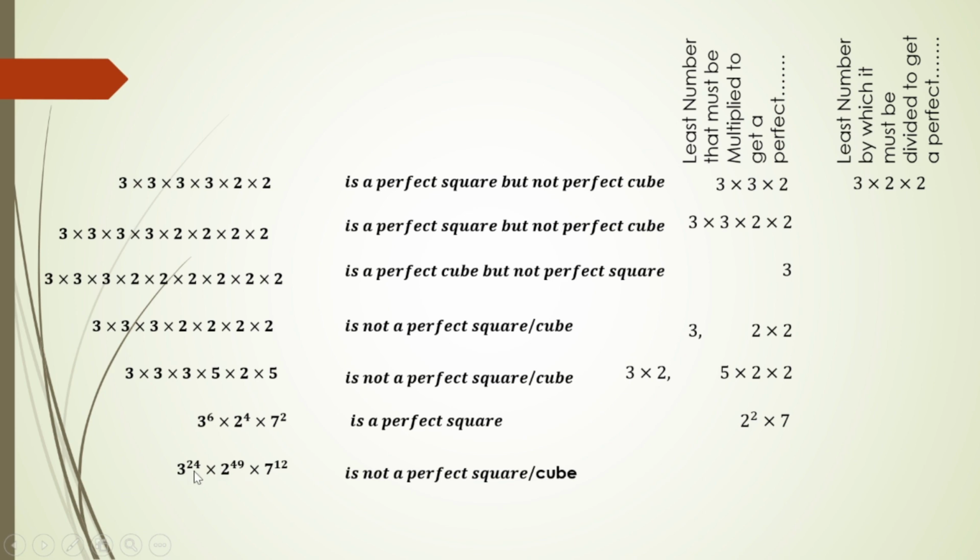24, it can be divided into 2 groups and 3 groups. 12 can be divided into 2 groups and 3 groups, but 49 cannot be. Okay, so what should be this? What should we supply to make this number a perfect square and perfect cube? I want answer from you, and I just want you to fill up all these blanks also.